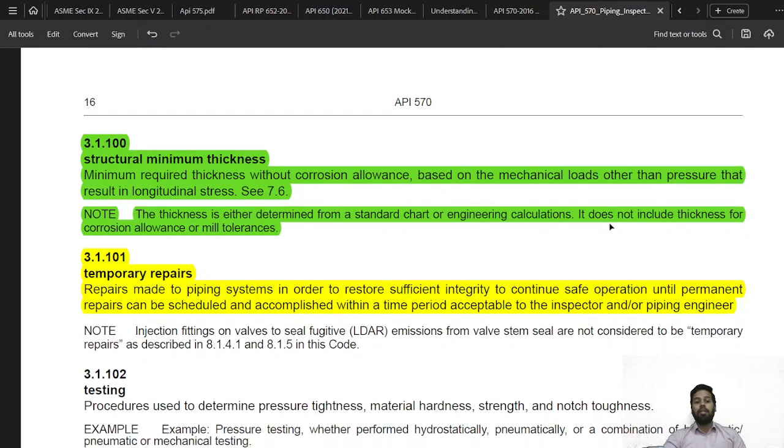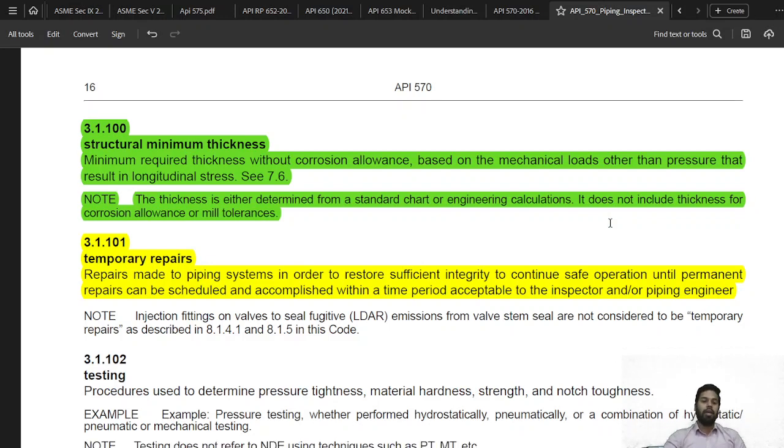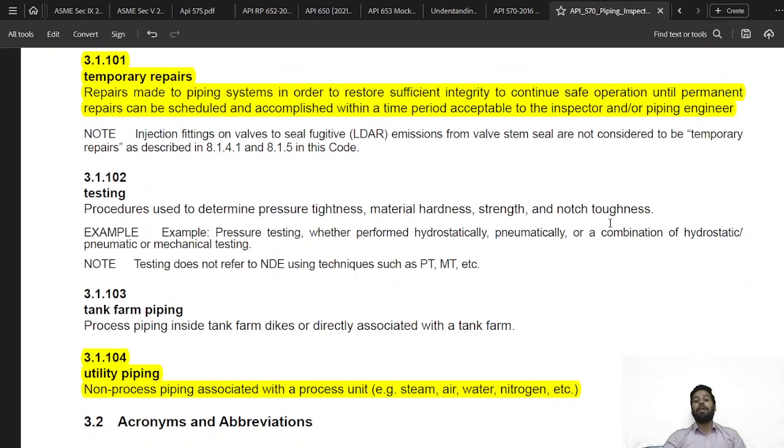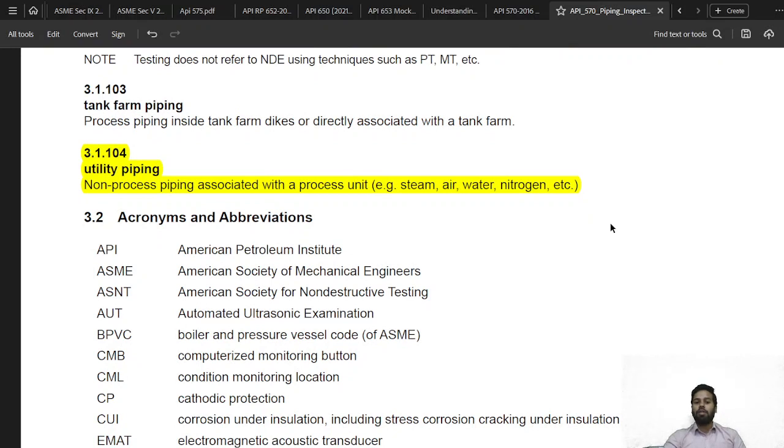Structural minimums: the minimum thickness without corrosion allowance based on the mechanical loads other than pressure that result in longitudinal stress. Temporary repairs: repairs made to the piping system in order to restore sufficient integrity for continued safe operation until a permanent repair can be scheduled and accomplished within a time period acceptable to the inspector or the piping engineer. Utility piping: non-process piping associated with the process unit, that is steam, air, water, nitrogen, etc. Utility piping is not under the scope of API 570.